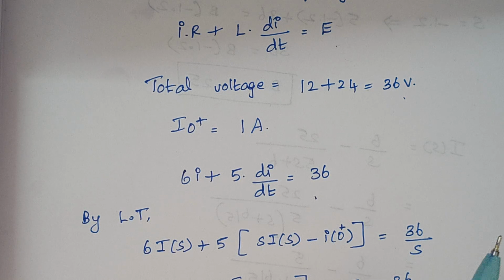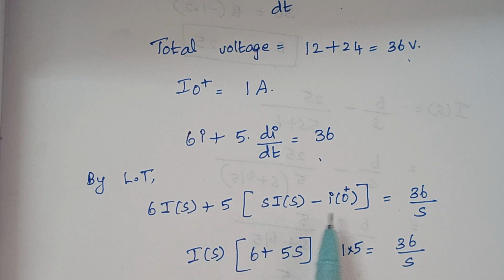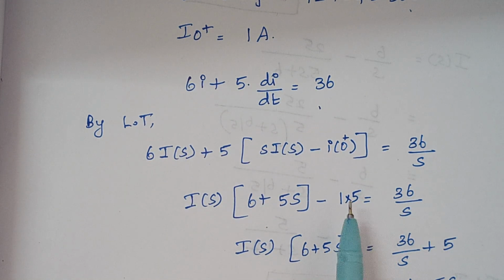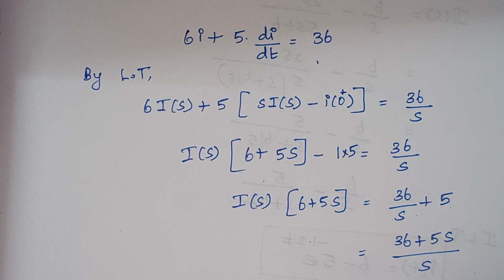36 by S, right. So here again I am taking I of S term outside. So when you take I of S outside, the remaining terms will be 6 plus 5s, right? And here 5 into I of 0 plus is 1. So here I had written 1 into 5, right? The next step is I am going to move this 5 to the right hand side. So here that becomes 36 by s plus 5, and if you take LCM, here is our expression, right? 36 plus 5s by 5.